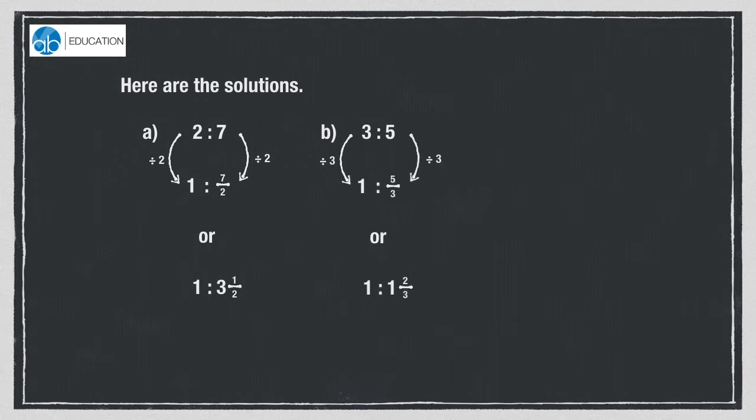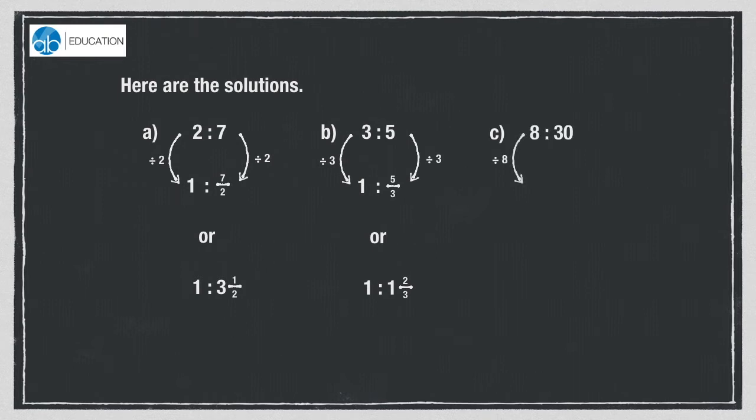For question A, we are dividing both sides by 2, so we get 1 on the left and 7 over 2 on the right. Or we could write 1 to 3 1/2 or 1 to 3.5, which is the same thing of course. For B, we divide both sides by 3 to get 1 to the 5 over 3. 5 over 3 means 5/3, which is the same thing as 1 2/3.